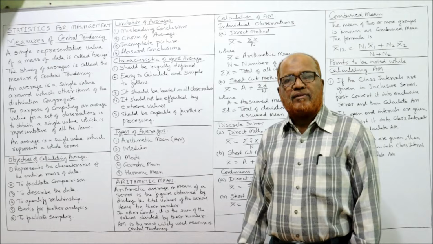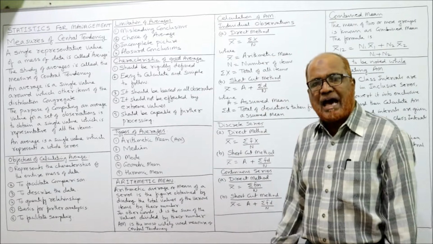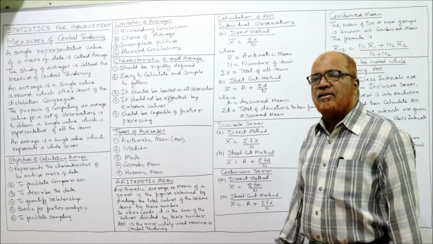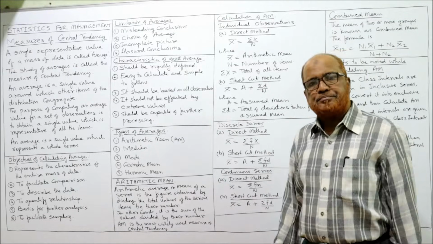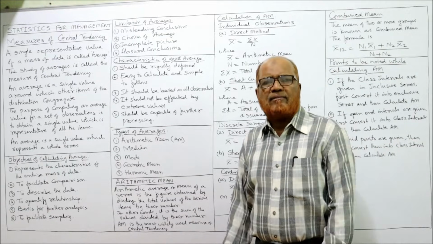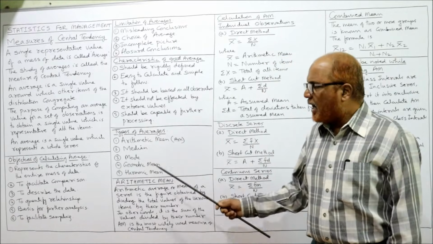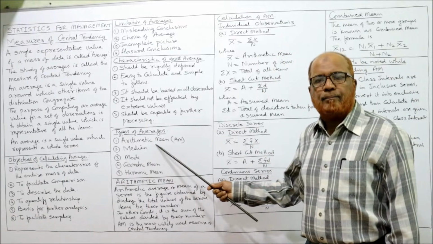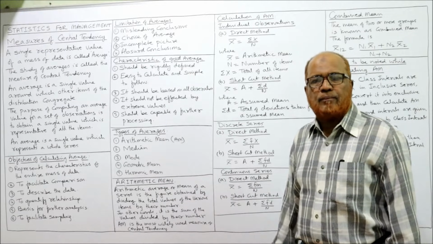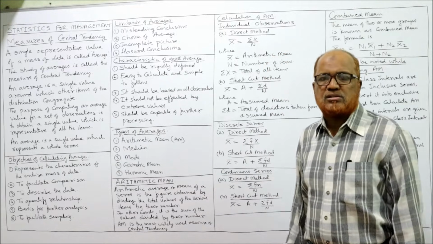Next, types of averages. So far I have explained the meaning of the term measure of central tendency, average, objectives, limitations. Now, methods. What are the different types of averages? There are many methods of calculating the average. But the most popular methods are arithmetic mean, AM, median, mode, geometric mean, harmonic mean. These are the very frequently used averages.